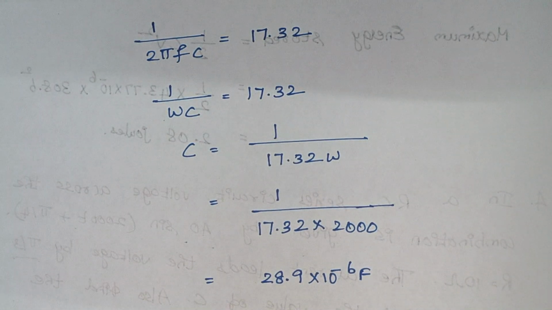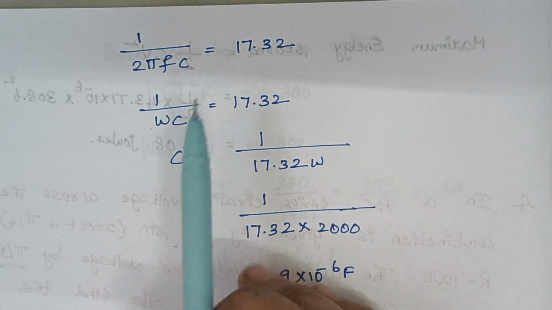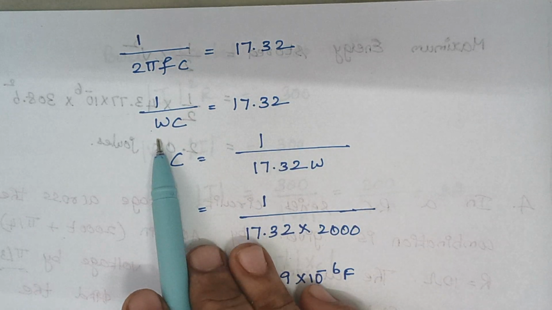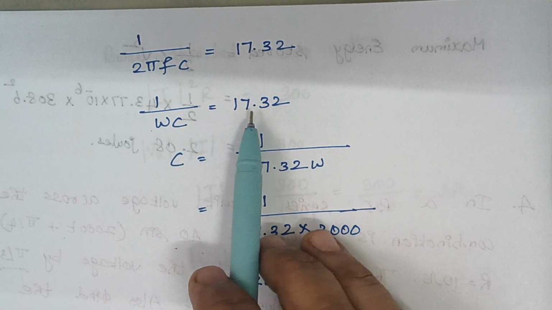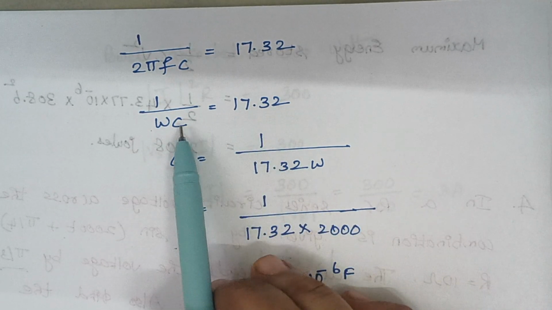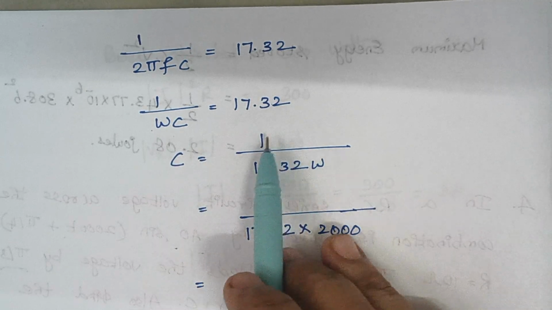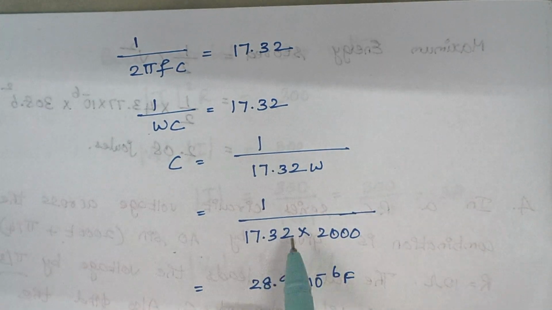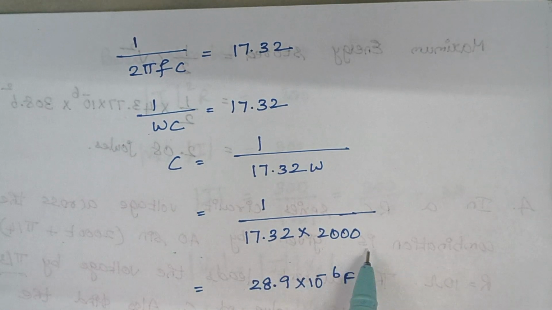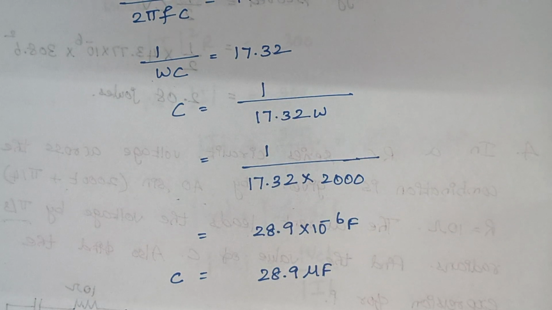So what is the formula for XC? It is nothing but 1 by 2 pi FC. In other words, we can write it as 1 by omega C. So here the value of C is nothing but 1 by, that is, I am moving this C here and bringing this 17.32 here. So 1 divided by 17.32 times omega. So 1 divided by 17.32 into 2000. So when you solve, that gives the answer as 28.9 microfarad, right?